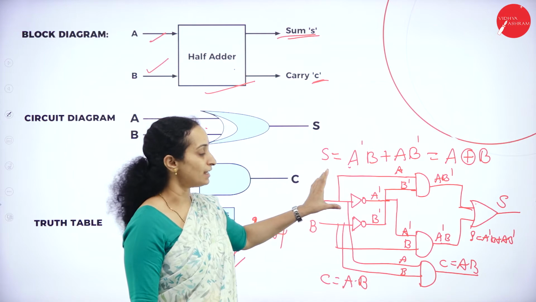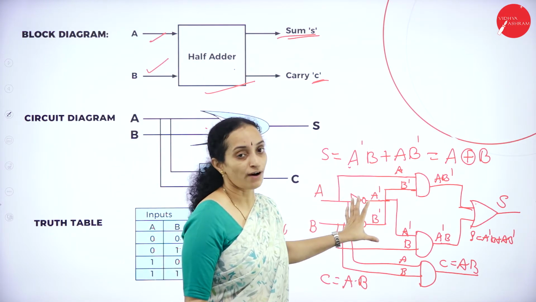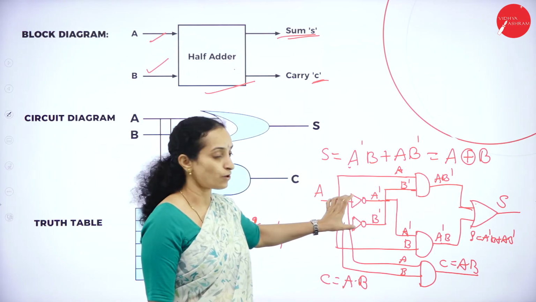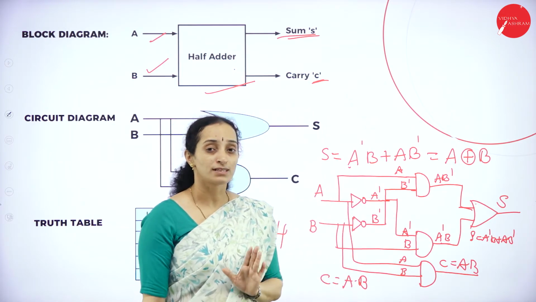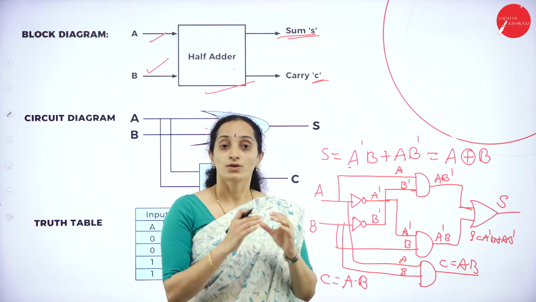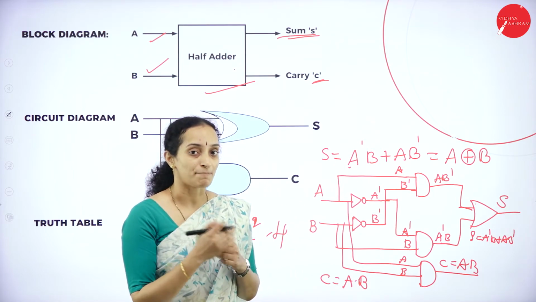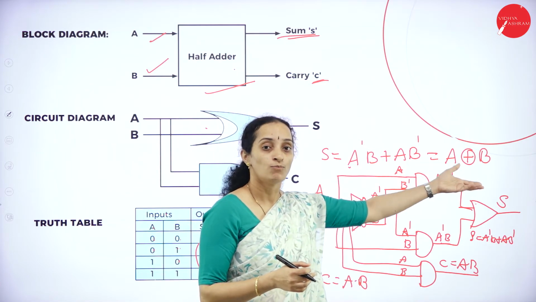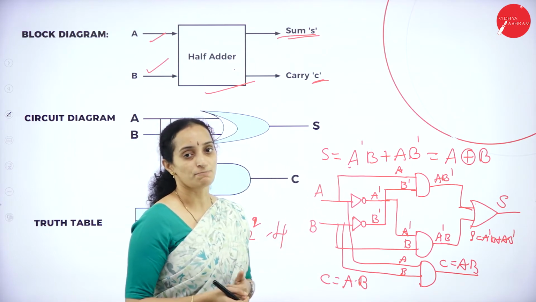But the thing is, this combination has used 5 gates, isn't it? 2 AND gates, 2 NOT gates, and 1 OR gate. Can we reduce the number of gates? If you reduce the number of gates in the circuit, you can accommodate more inputs and outputs. You can increase the capacity of the integrated circuits by involving more inputs and more outputs. So can we simplify it?